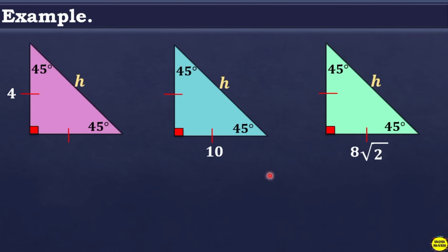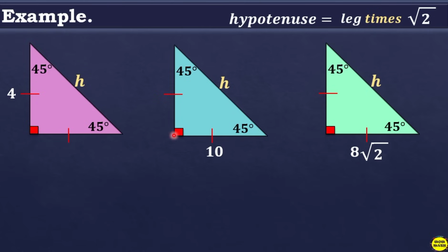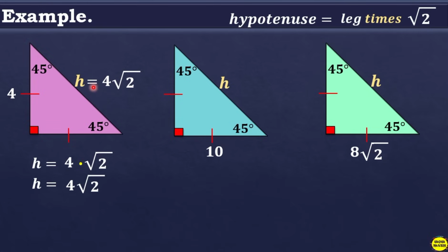Let's have an example. You are asked to find the length of your hypotenuse. So, in this example, hahanapin po natin ang length ng ating hypotenuse. Para mahanap natin ang hypotenuse, that is equal to the leg times square root of 2. Dapat given yung length ng iyong leg. Since given naman ang length ng mga legs natin, your h is equal to the leg, 4, times square root of 2. So, 4 times 1 is 4, so your hypotenuse is 4 square root of 2.